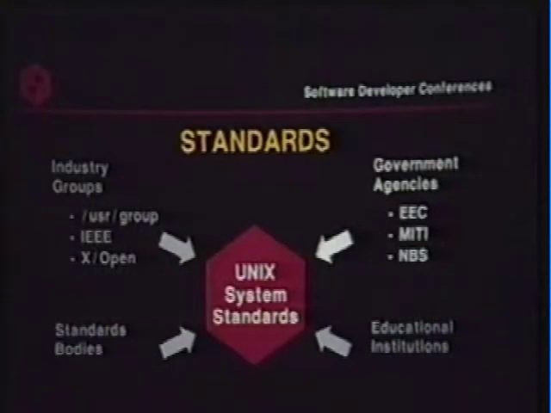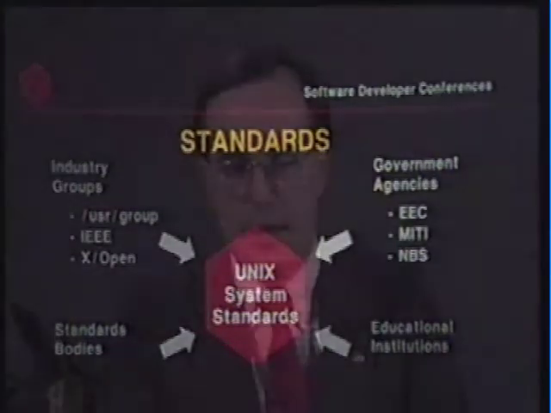Now, the reason why X-Open would have been formed is actually an interesting one, and it brings us to the next category that we have to talk about, namely government agencies. In the list of government agencies we have here, first on the list is the European Economic Community, or the European Common Market. And it was at the insistence of the EEC that the European companies mentioned before formed the X-Open Consortium. What these companies need is a unified pan-European marketplace into which to sell their equipment. And it was in recognition of this that the EEC urged them to form the X-Open Consortium.